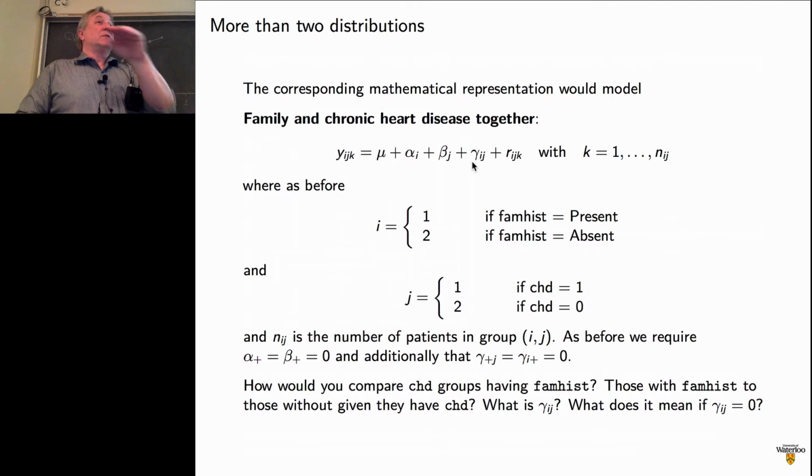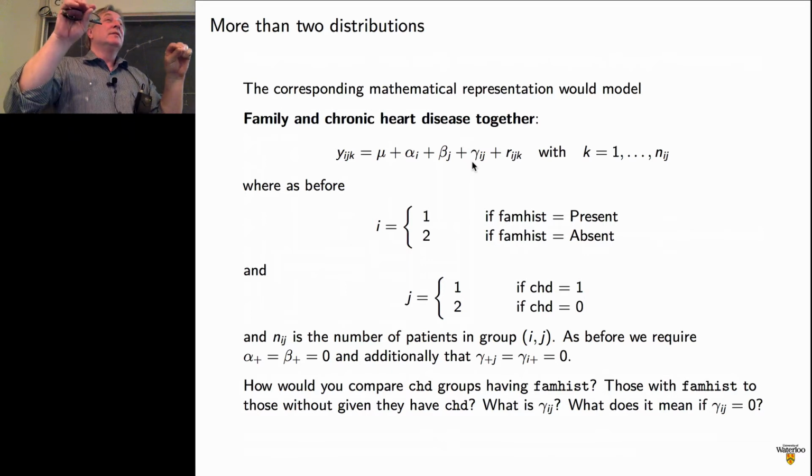And now, well, suppose that the difference between coronary heart disease or not depends on which group you're in, whether you have family history or not. The gamma ij is allowing you to capture a little bit of that. That's what we often call an interaction. It's an interaction between coronary heart disease and family history on the systolic blood pressure. Okay?